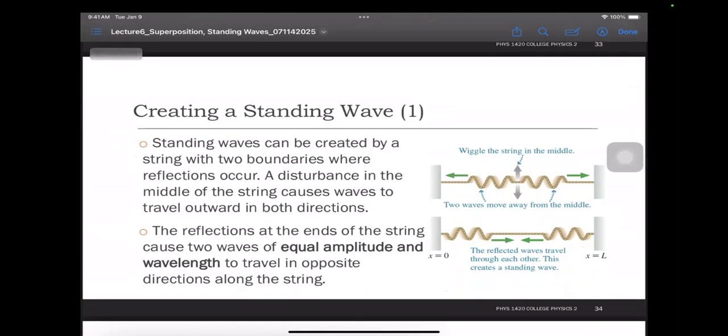Let's continue to talk about creating a standing wave. You can see we talk about the superposition that creates a standing wave.